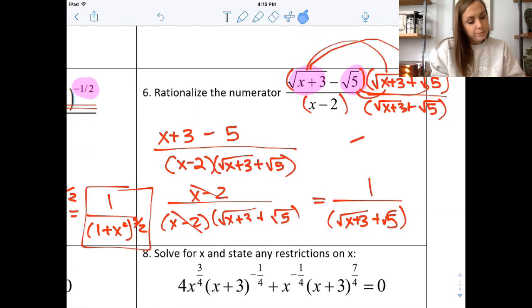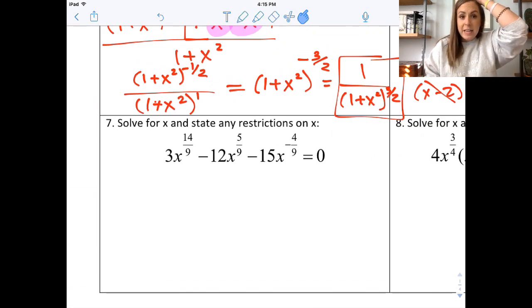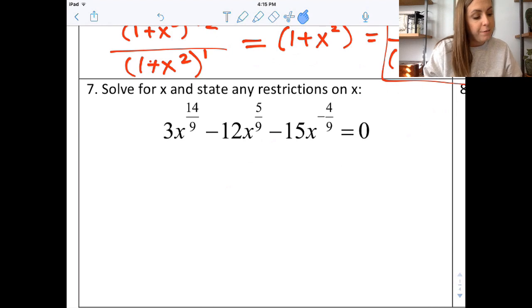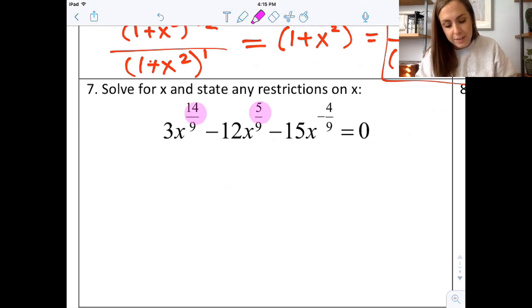All right, and then the last thing I want to talk about with these is solving and stating any restrictions. So noticing when something is actually going to be undefined. So for this one, I want to solve for x, stating any restrictions. So again, we're looking at a GCF here. So looking at these three, my lowest is the third term, the negative 4/9. So I'm going to take out x to the negative 4/9.